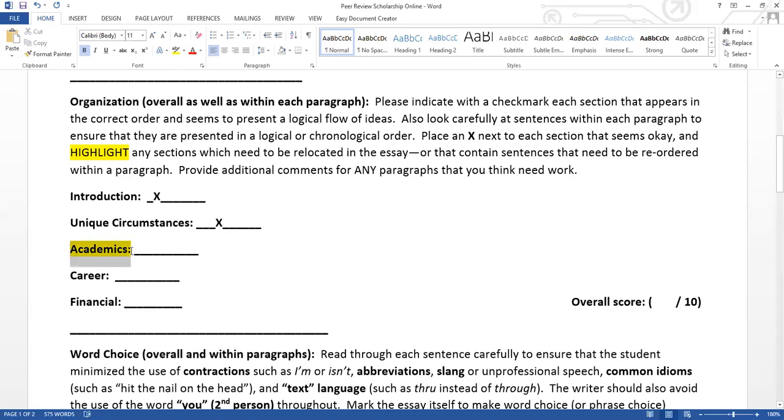I'm going to undo my highlights, okay? Sorry, I've got a washer going on in the background here. I'm in my laundry room right now.